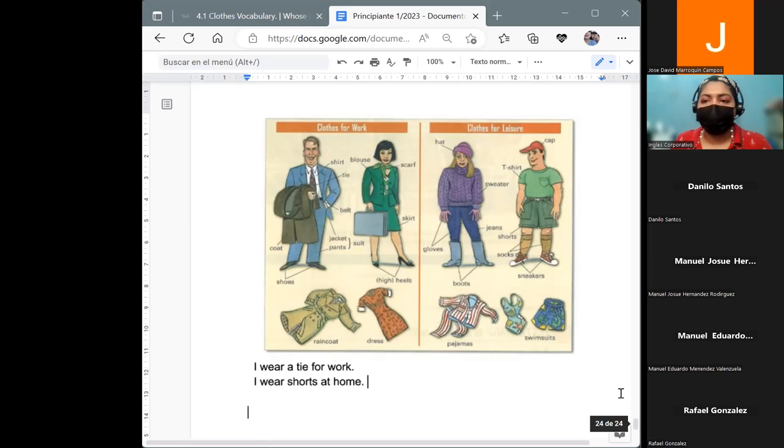I wear a tie for work or I wear shorts at home. Vamos a hacer como una pequeña diferenciación entre la ropa que utilizamos para el trabajo y la que utilizamos para estar en casa. So, we are going to see more vocabulary and you are going to use them to create your sentences. So, we are going to see.